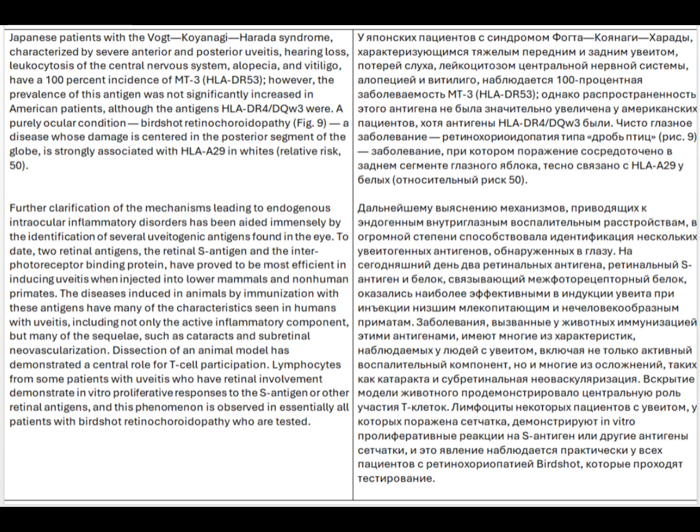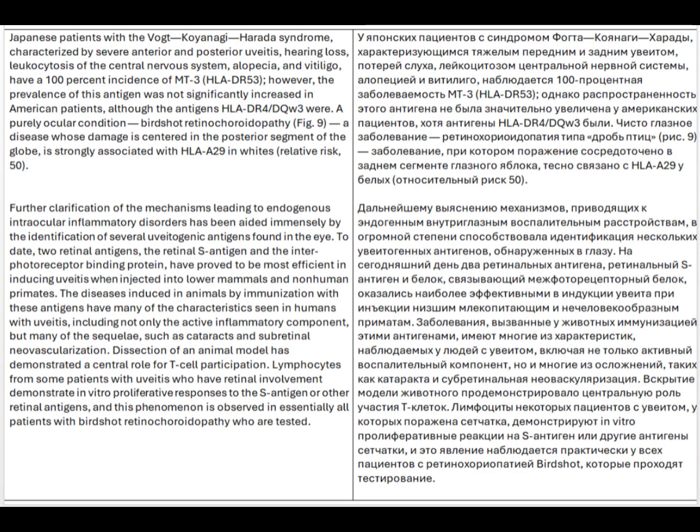To date, 2 retinal antigens, the retinal S antigen and the interphotoreceptor binding protein, have proved to be most efficient in inducing uveitis when injected into lower mammals and non-human primates. The diseases induced in animals by immunization with these antigens have many of the characteristics seen in humans with uveitis, including not only the active inflammatory component, but many of the sequelae, such as cataracts and subretinal neovascularization. Dissection of an animal model has demonstrated a central role for T-cell participation.